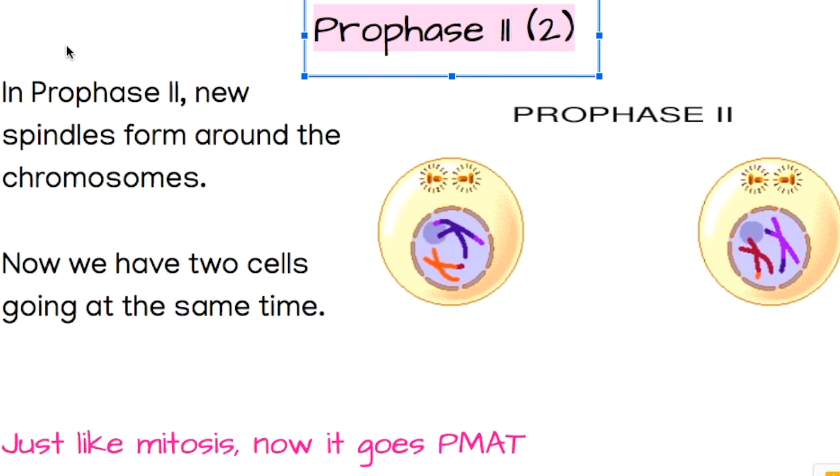In Prophase II, new spindles form around the chromosomes, and now we're going to have 2 cells going at the same time. So it's just like mitosis. Now we're going to go PMAT. So we're preparing during prophase.